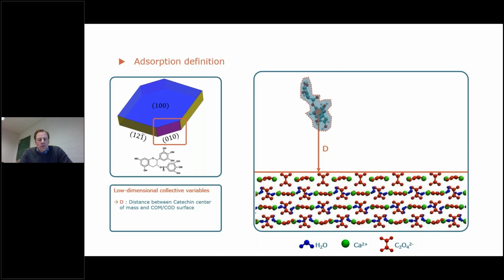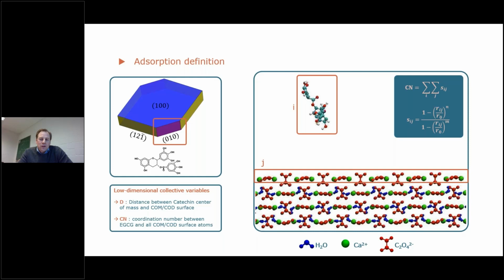Okay, so for doing the molecular dynamics, we will follow two variables, or collective variables in particular. The first thing is, of course, the distance between the molecule and the surface. Close distance, strong interaction; if it's far away, it will not interact, so it's maybe less interesting. And another parameter is the coordination number of the atoms of the molecule with the atoms of the surface. This also will give us an idea on how well it can make a complex.